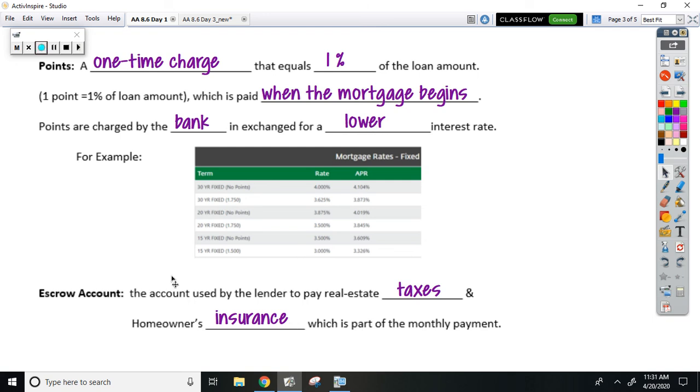And our last one is an escrow account. This is an account used by the lender to pay real estate taxes and homeowner's insurance, which is part of your monthly payment.